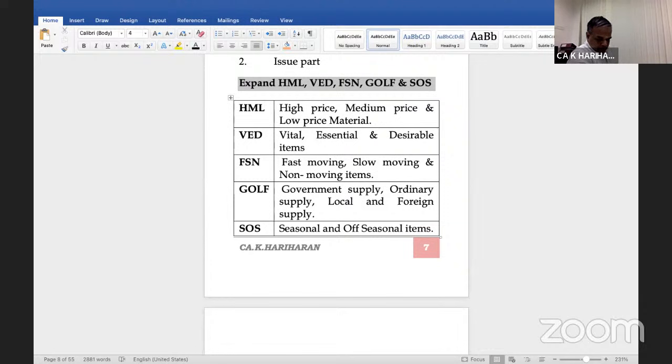Then what is the next one? Raw material consumption. How to identify the raw material consumption? Opening stock of raw material, add purchase, less closing stock of raw material. Am I right? The balance is called how much raw material consumed. Based on inventory turnover ratio, we can identify fast moving, slow moving, or non-moving stock.